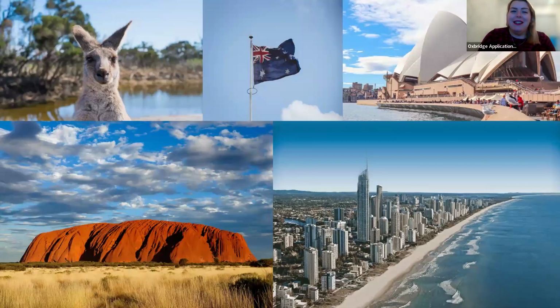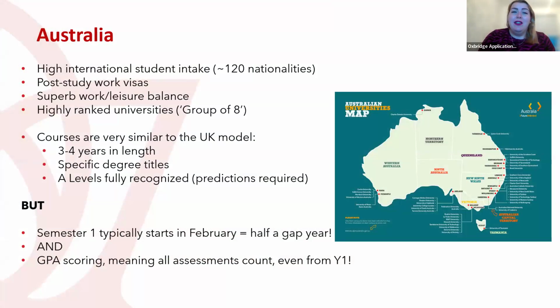So let us start, first of all, with, as you can imagine, Australia. Australia is a superb option for students wanting to study overseas. And as we'll find out, it also has the familiarity of studying in the UK. It has a high international student intake. On average, there are probably around 120 nationalities represented on their campuses. So you're really going to get that diverse multicultural experience.